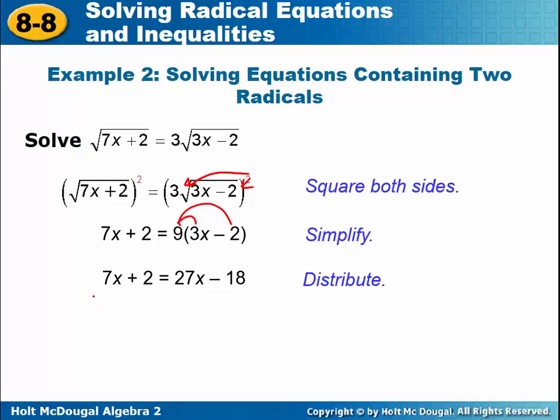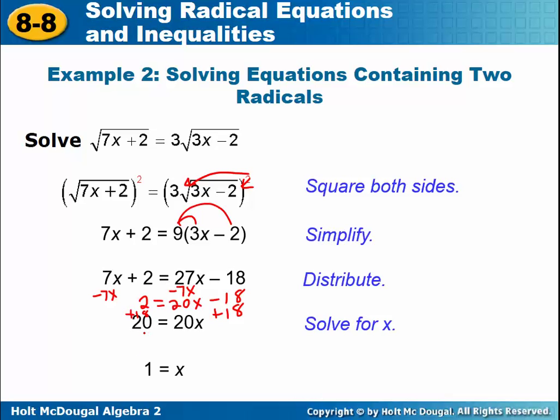Then we need to get our x's together. I'll subtract 7x from both sides to get 2 equals, oh, they did it a little quicker than me. I would get 2 equals 20x minus 18, and then add 18 to both sides. There's where they got the 20. So 20 equals 20 times x, divide by 20 to get 1 equals x.